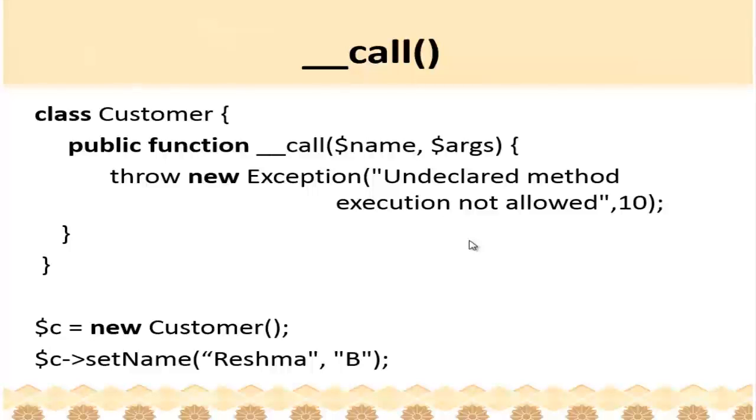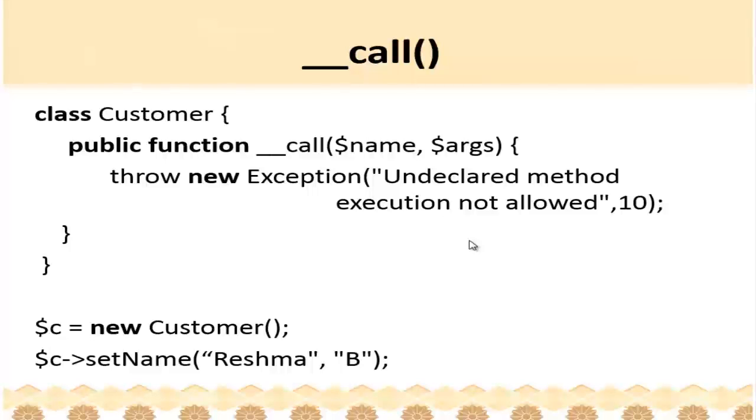This is one more example. I have a person class and I have a __call here. The only difference is that I throw an exception for a method which is not declared in the customer class. So in this case, I try to call setName and I try to pass the argument.